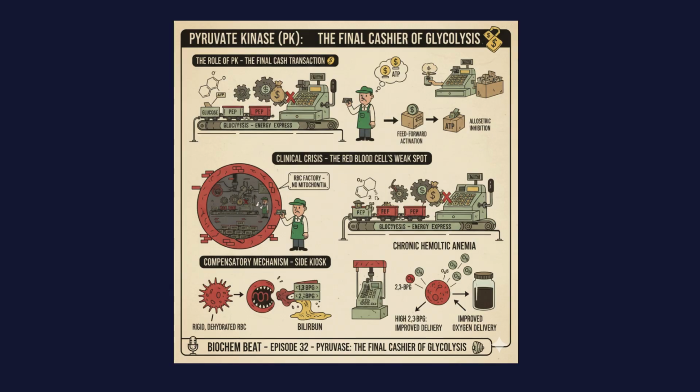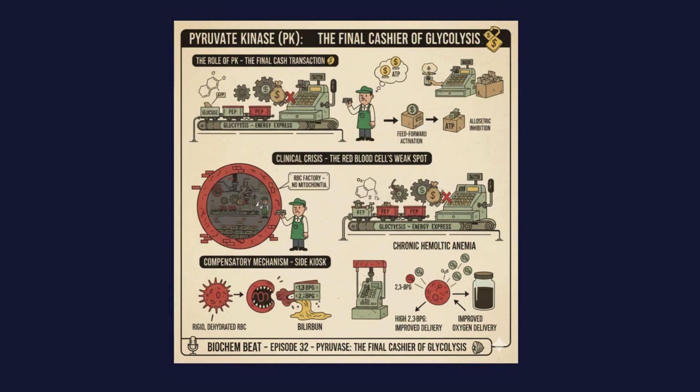PK is a highly regulated enzyme ensuring glycolysis only runs when needed. Feed forward activation: it's activated by fructose 1,6-bisphosphate, a product generated earlier in the pathway. This is the incoming order slip. When the cashier sees a huge stack of orders from upstream, that's when fructose 1,6-bisphosphate is elevated, it knows production is high and speeds up the checkout process to match the flow.